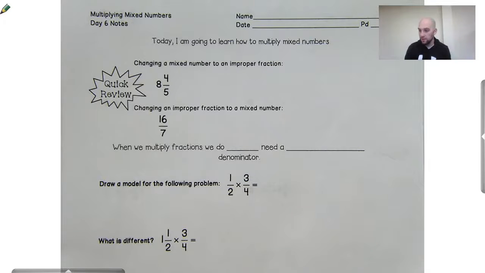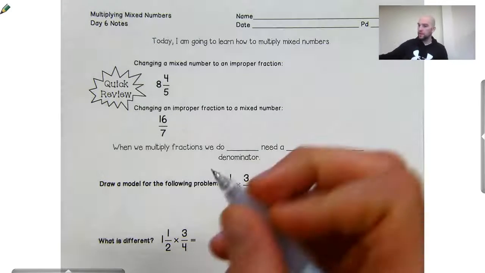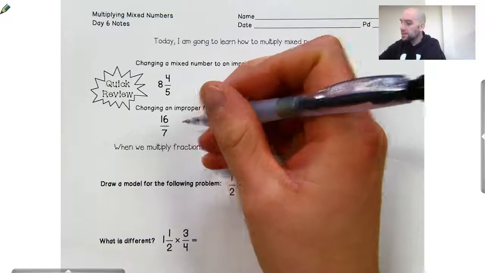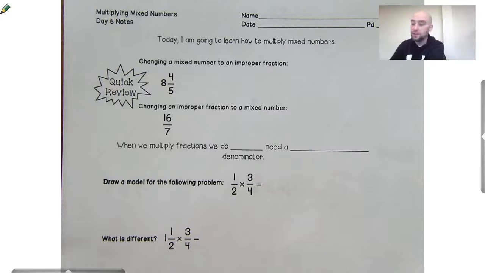Today we're going to be learning how to multiply mixed numbers. So I'm going to start by doing a little bit of quick review here. It says changing a mixed number to an improper fraction, and I'm going to show you guys a trick to quickly changing mixed numbers into improper fractions.